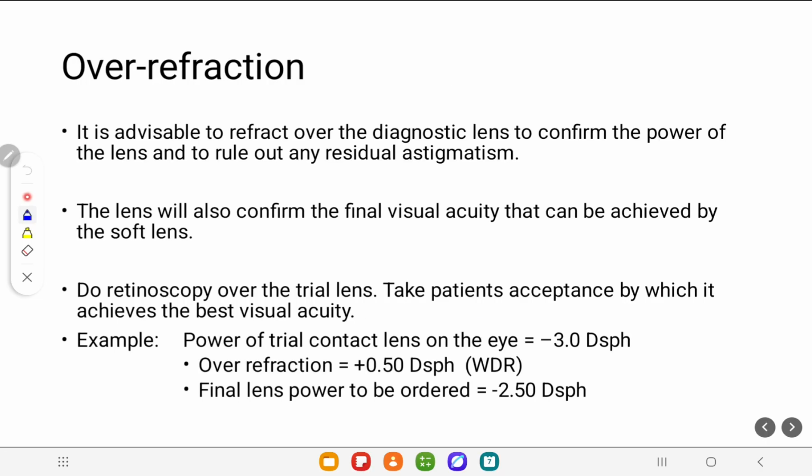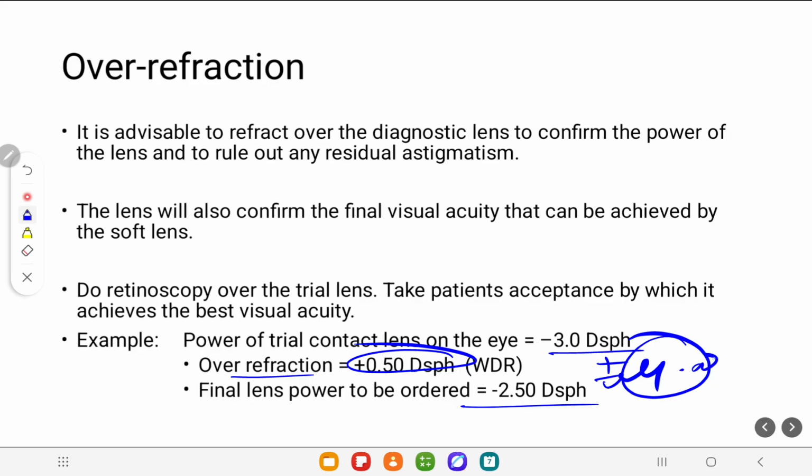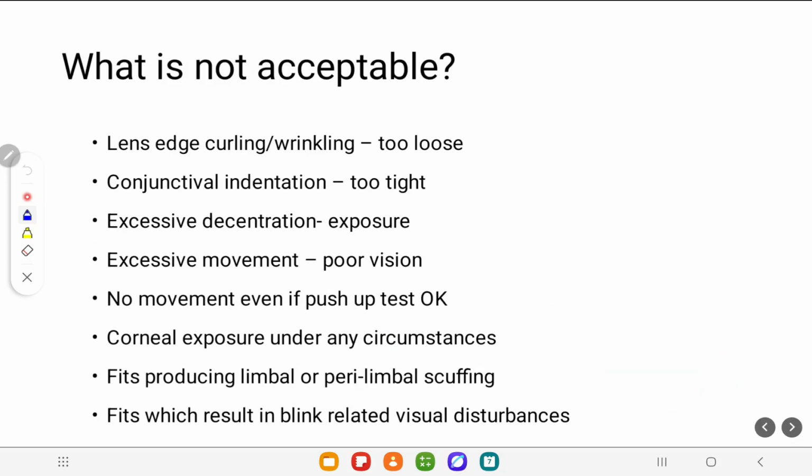Then we will do overrefraction. Overrefraction is very simple. If the power of the trial lens on the eye is -3, for example, and there is an overrefraction of 0.5, we will add it. I think in this particular case, we don't have an overrefraction like literally +4 or -4. If that condition exists, then we have to do vertex correction. This condition generally comes in scleral lens patients. So what is not acceptable? That's a very important point. What is acceptable is easy, but what is not acceptable?